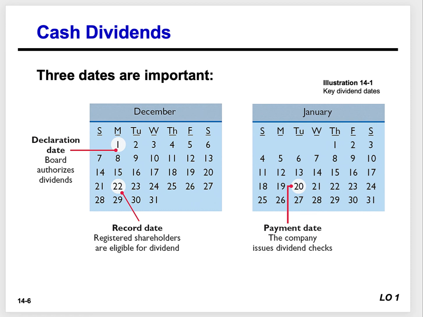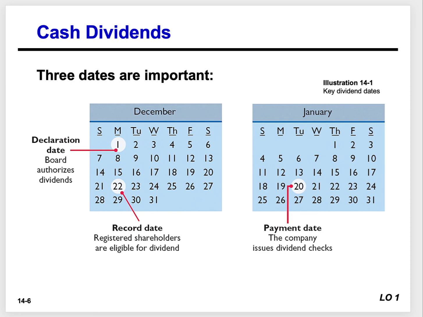So the declaration date is the date that the board of directors voted to pay a dividend, and it commits the corporation to a legal obligation. When the board of directors say we are going to pay a dividend, guess what? We actually have an obligation, meaning we got to hit the books, because there is a legal obligation for us to distribute cash to our shareholders.